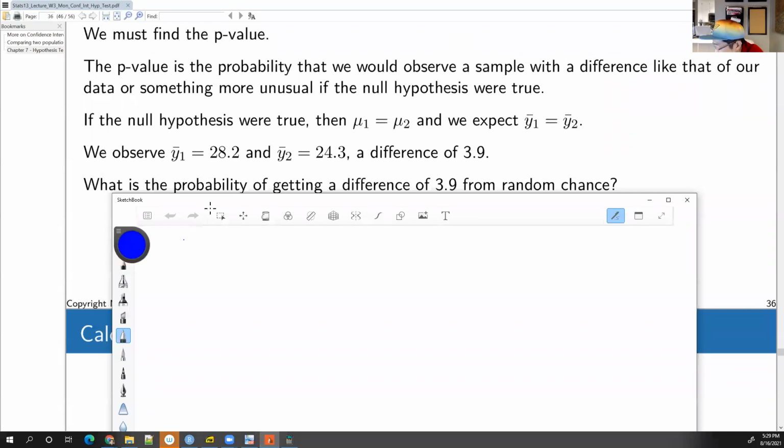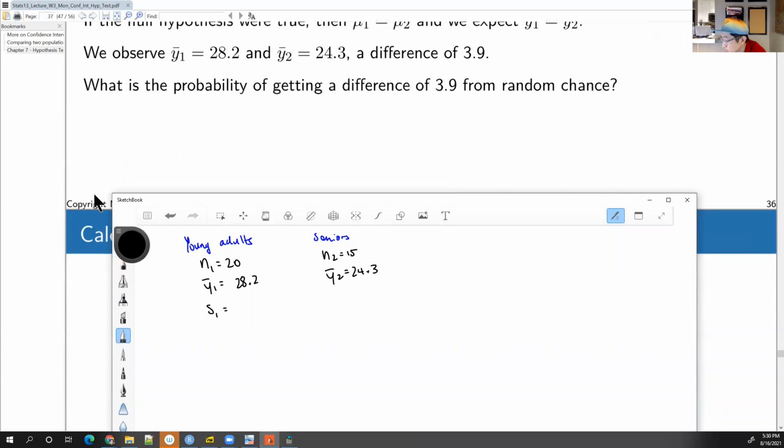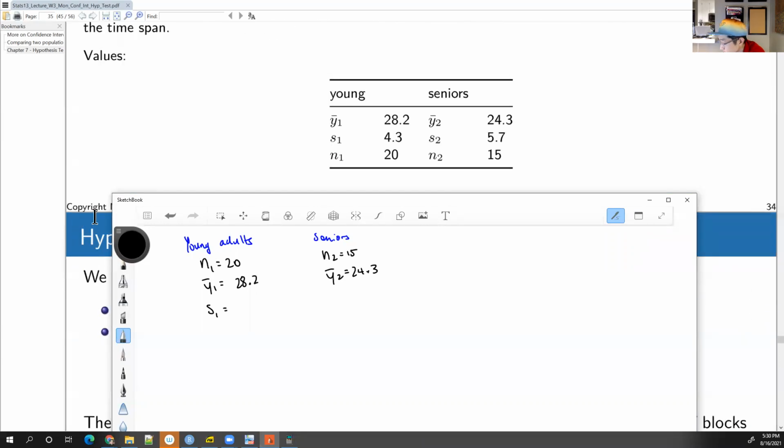All right, so we have young adults, we have seniors. Let's switch. All right, so we have N1 equal to 20, N2 equal to 15, y bar 1 equal to 28.2, y bar 2 equal to 24.3, S1 equal to 4.3, S2 equal to 5.7.